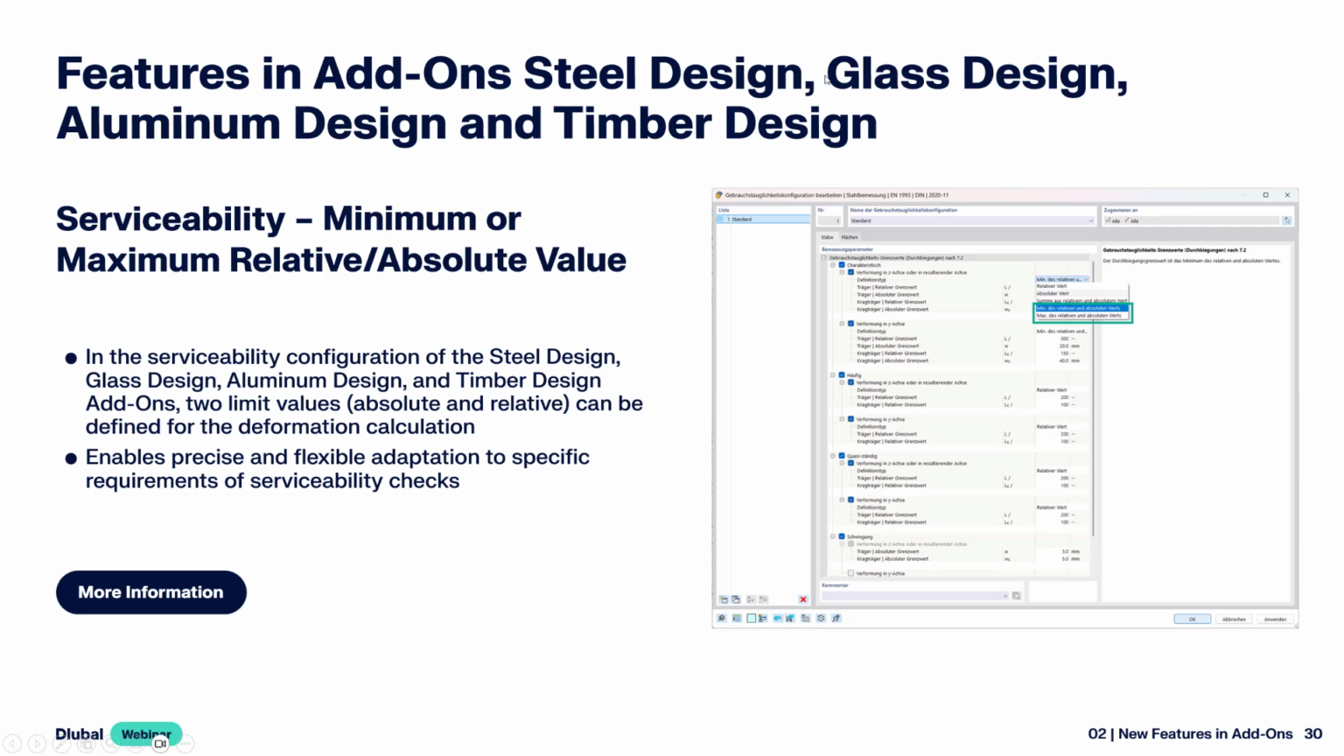Features in the add-on: steel design, glass design, aluminum design, and timber design. The features: serviceability, minimum or maximum relative absolute value. As an example, you have a single span beam. The maximum deformation should be L divided by 300, but also the maximum deformation should be, for example, 20 millimeters. Yeah? And you can define this value now also here.